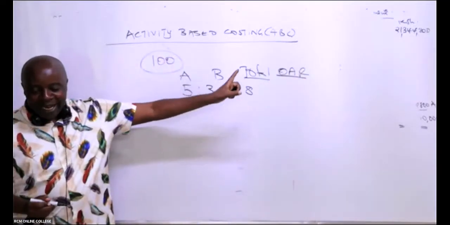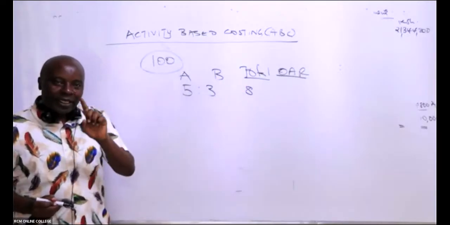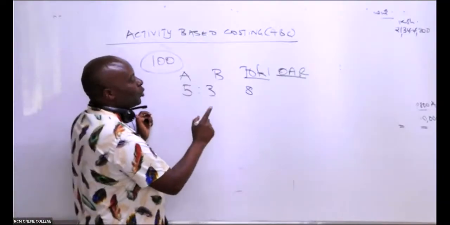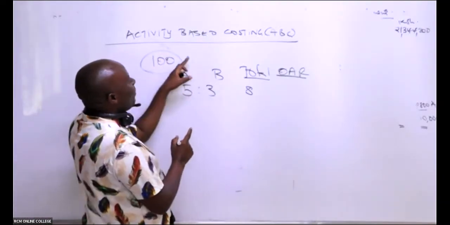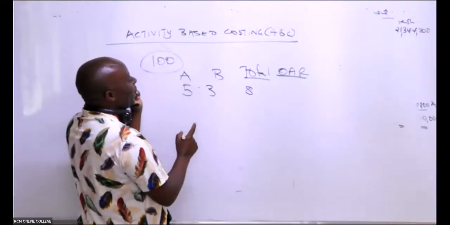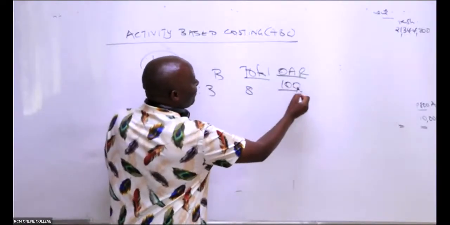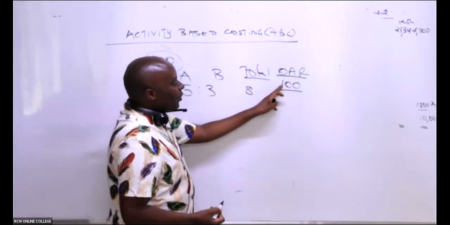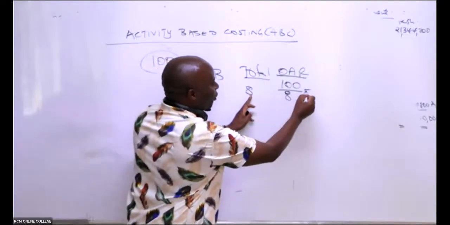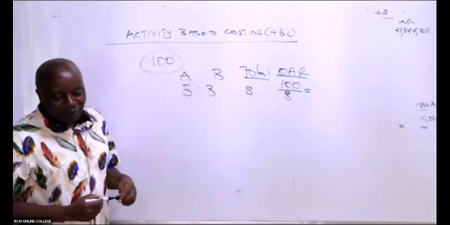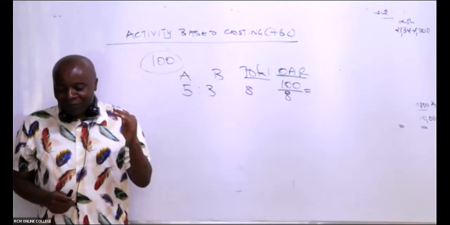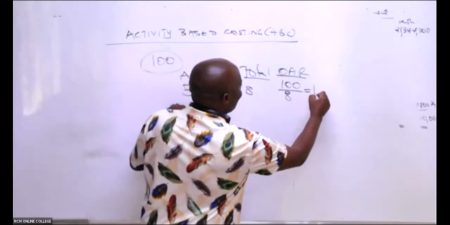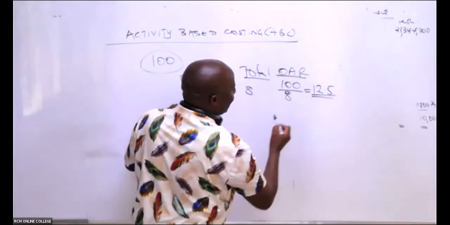OAR, overhead absorption rate. This is the model that your examiner loves. So in terms of overhead absorption rate, they would want us to take the total overhead, which is 100, and then divide by the total proportion here. So 100 divided by what here, somebody? 8. So what is 100 divided by 8? 12.5, isn't it? So this gives me 12.5 per unit of the activity.